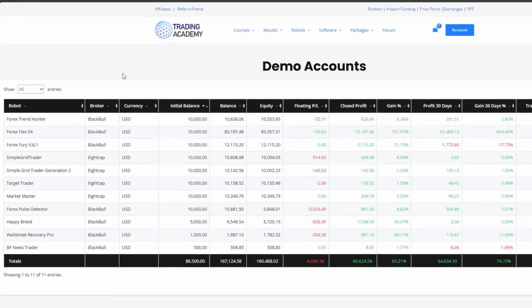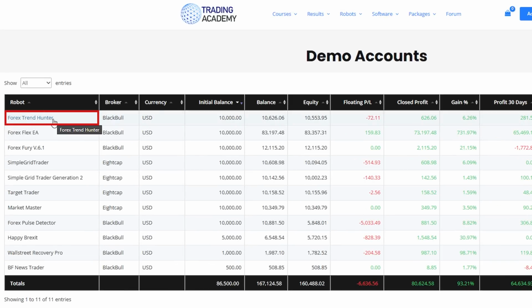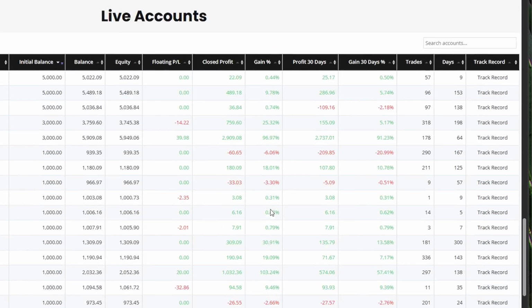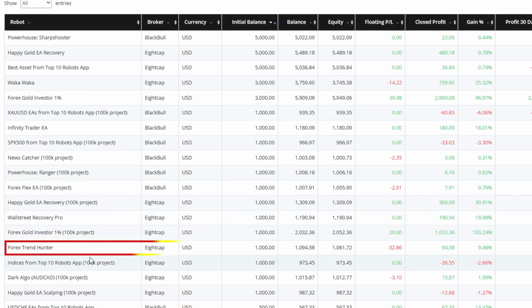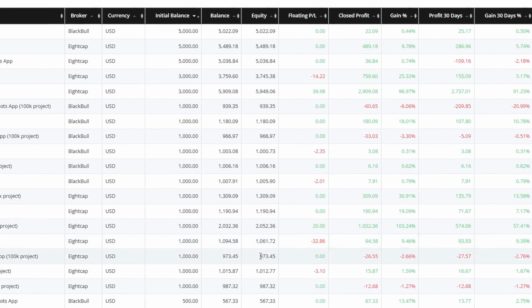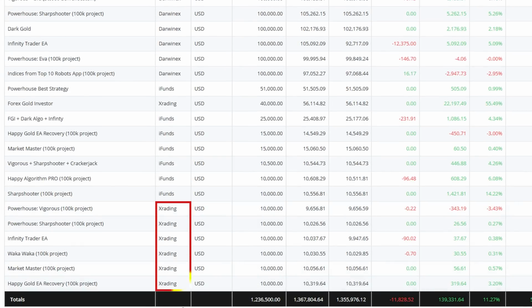The second account I'll start is the Forex Trend Hunter, which I have on a demo account. It made above 6% and 2.8 in the last 30 days. And I already have it on a $1,000 account right in here, it is another Eightcap account, and actually it made more profits compared to the demo account, and the live account started after the demo account, which is really interesting. So I'll be putting it on another trading.com account.